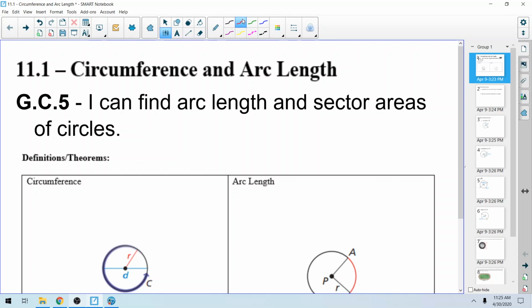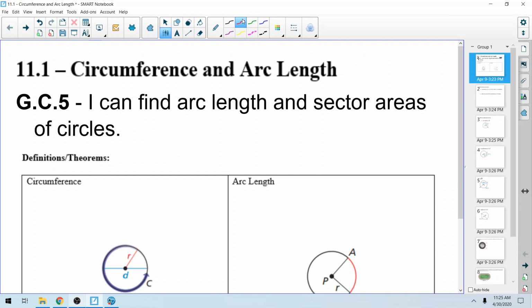Okay, everybody, welcome to Chapter 11. Chapter 11 is circumference, area, and volume. So the first two sections we're going to do are 11.1 and 11.2, and they both encompass the same standard, which I've written here as G.C.5: I can find arc length and sector areas of circles.